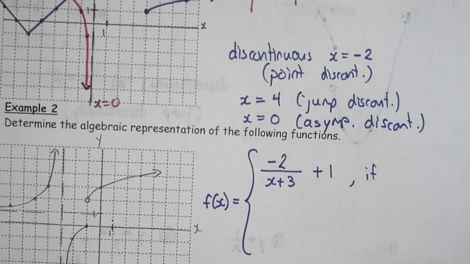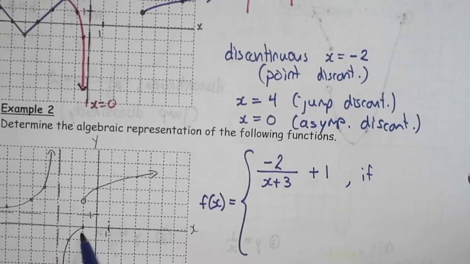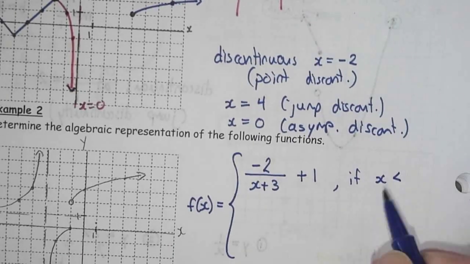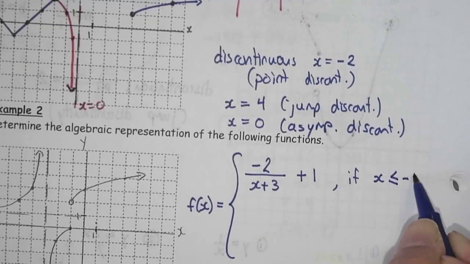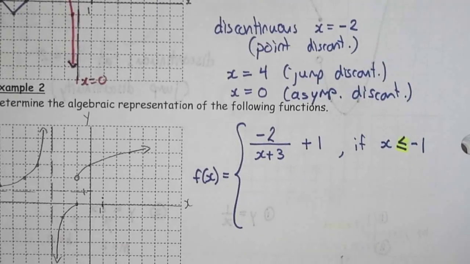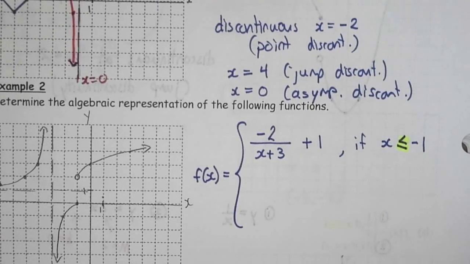The restriction, or the domain for this one, is going to be to the left of -1. So x is less than or equal to -1. Make sure you have the equal, not just less than. That is a solid dot. That's about as obvious as I'll try to make it, right?